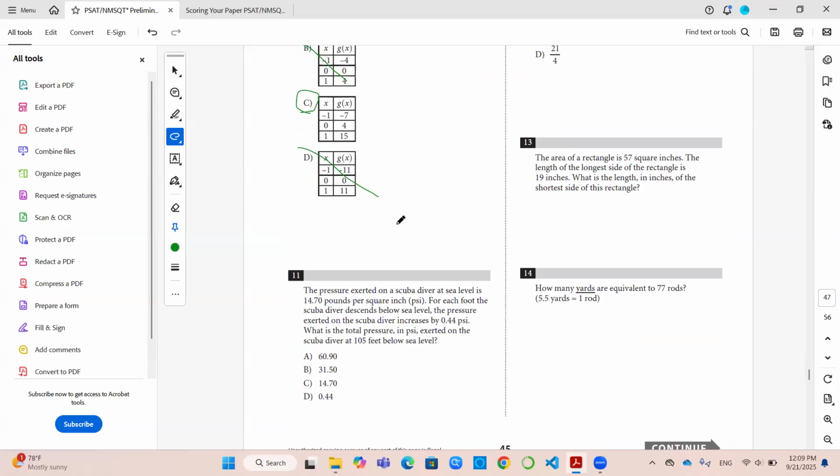But yeah. The pressure exerted on a scuba diver at sea level is 14.7 pounds per square inch. For each foot the scuba diver descends below sea level, the pressure exerted on the scuba diver increases by 0.44 psi. What is the total pressure exerted on the scuba diver at 105 feet below sea level? So you have 14.7 plus 0.44 D, and D is 105. So put that here, and you get 60.9 here.